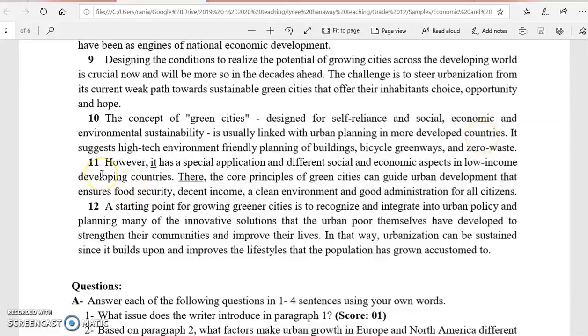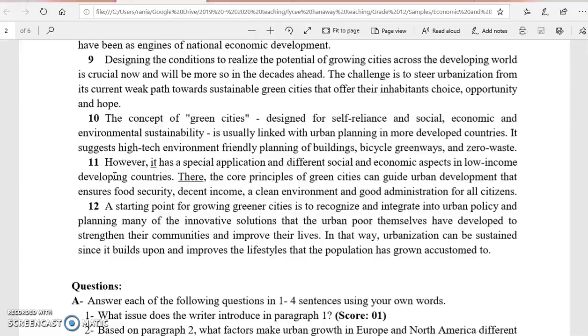Let's go to paragraph 11. However, it has a special application in different social and economic aspects in low-income developing countries. In paragraph 10, I'm talking about green cities in developed countries. In paragraph 11, I'm talking about low-income developing countries. So we notice that they are showing the differences. So logically, we're contrasting. So there is no need to say compare contrast. It's that of contrast. Why?